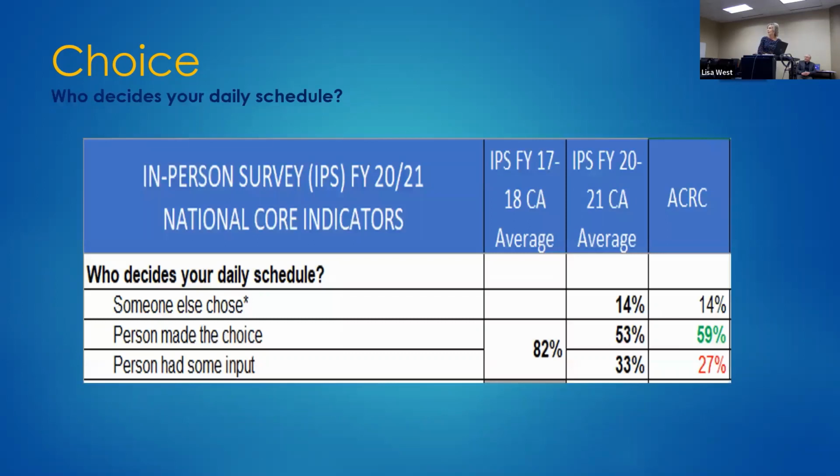Here's a little bit more on choice. This one is interesting. We're below the statewide average in this very bottom section, where it says that we had some input. Having some input is still having input, but our clients didn't necessarily shout out that yes, I made the choice. They're saying they had input. So that reflects some input, but we'd like to see that number be a little bit higher there.